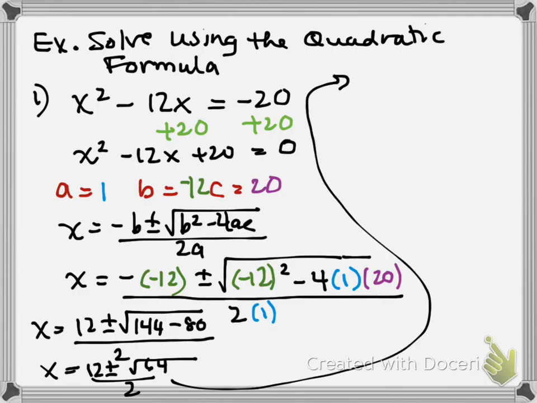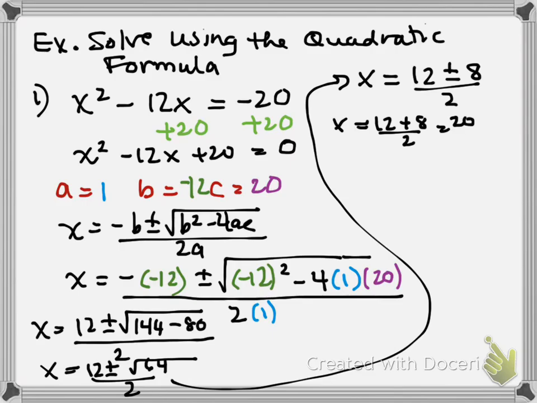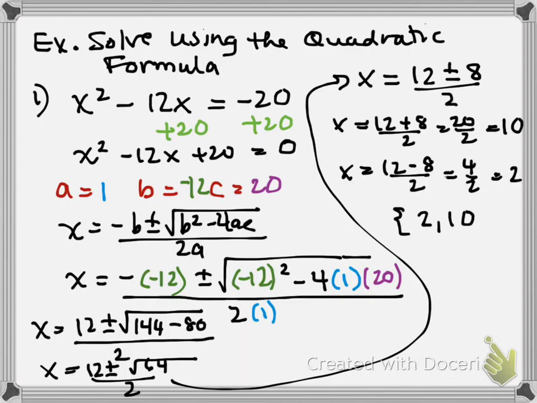I'm going to scooch back over here. And, can I take the square root of 64? Yes. Square root of 64 is 8. So now I'm down to 12 plus or minus 8 over 2. So I take each of the cases. X can equal 12 plus 8 over 2, which is 20 over 2, which equals 10. Or x is equal to 12 minus 8 divided by 2, which is 4 over 2, which equals 2. So my x-intercepts, my solutions, my roots, are 2 and 10.